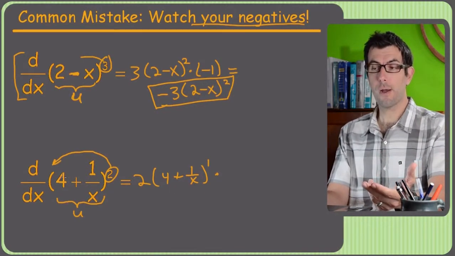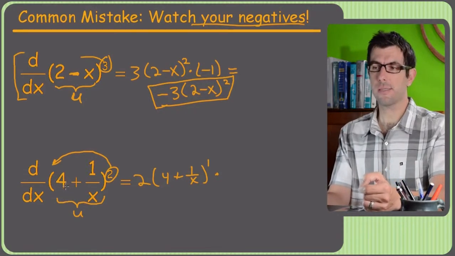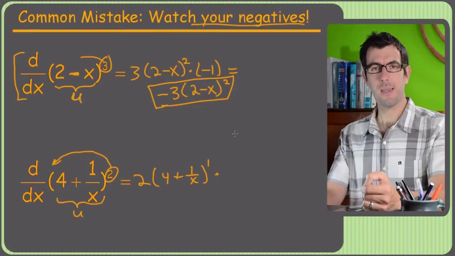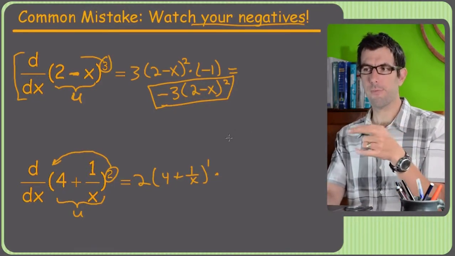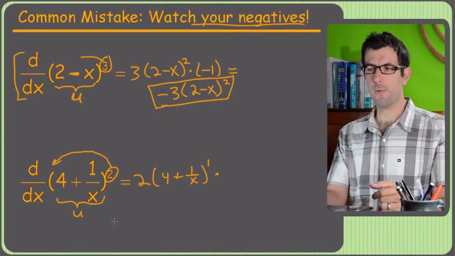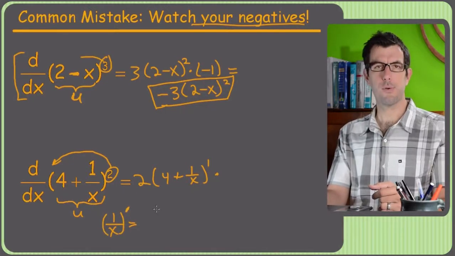I know the derivative of 4 is just 0 because it's a constant. But what's the derivative of 1 over x? Well, now I'm going to want to go off to the side and do a little bit of work so that I know what to plug in for u prime. So what's the derivative of 1 over x? A little prime to indicate we're taking the derivative of that.